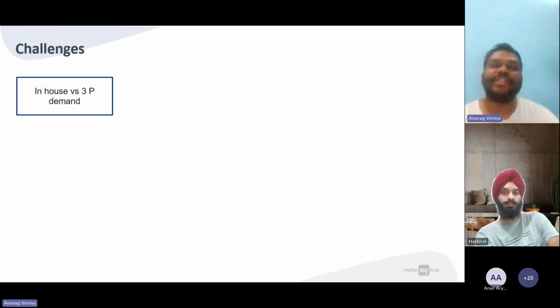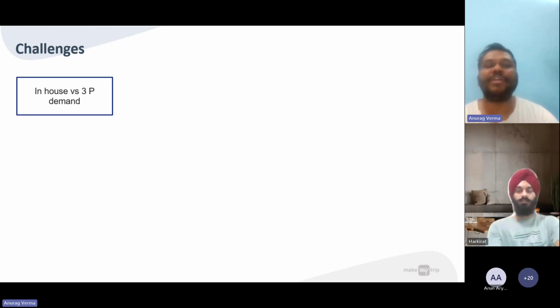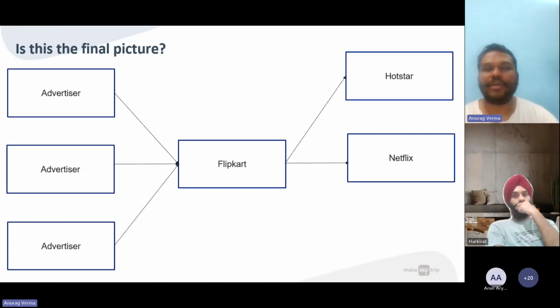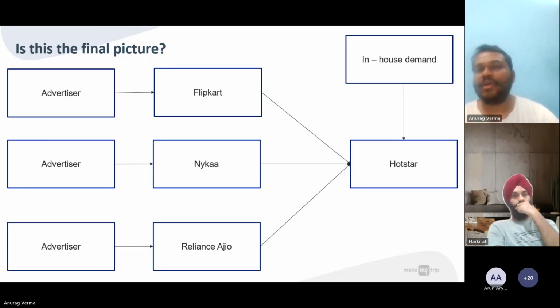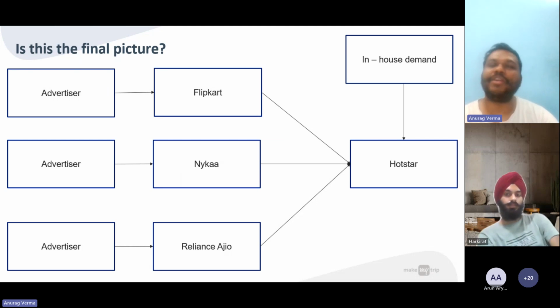The first problem for me was in-house versus third-party demand. Like I showed you in this slide, let's go back a little bit. There is in-house demand on Hotstar, where my ad sales team has partnered directly with the advertiser and told them, you run your ads. Let's say we are partnered with Dream11, so Dream11 ads need to be shown. And I have also partnered with Flipkart. I have a commitment to Dream11 that I will deliver so many millions of impressions for your ad, and I have a commitment to Flipkart also.